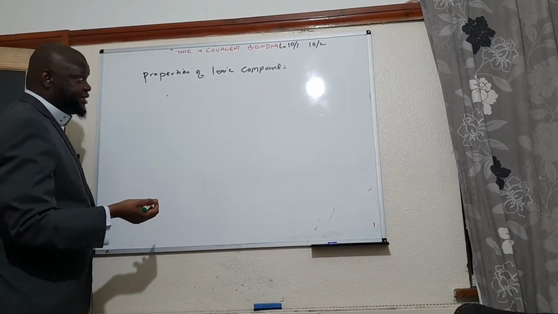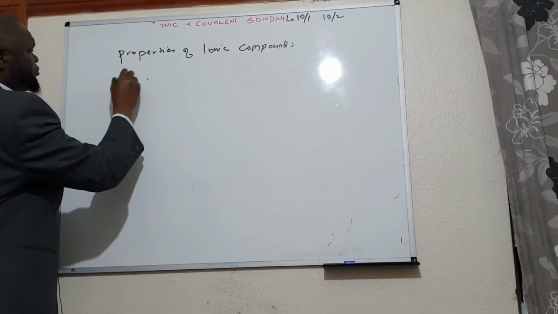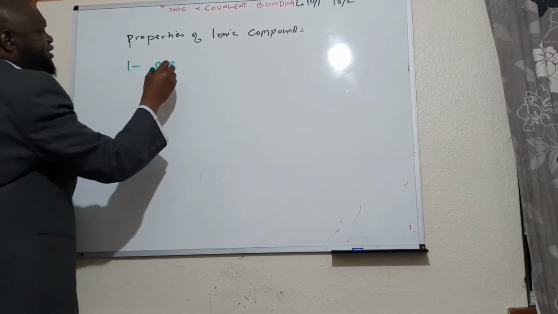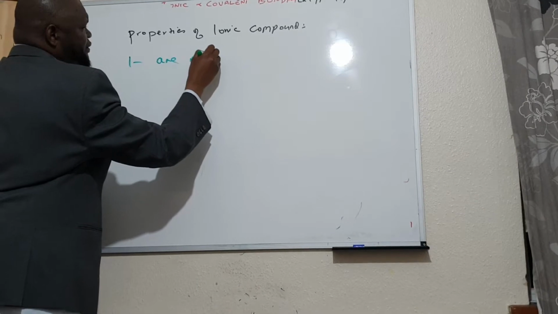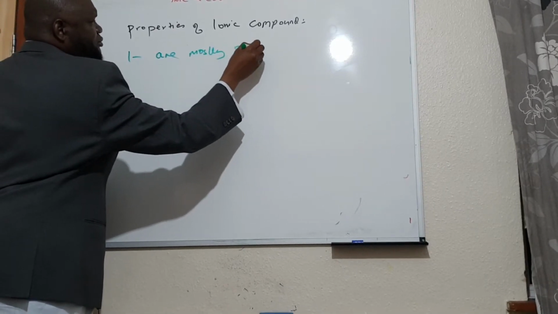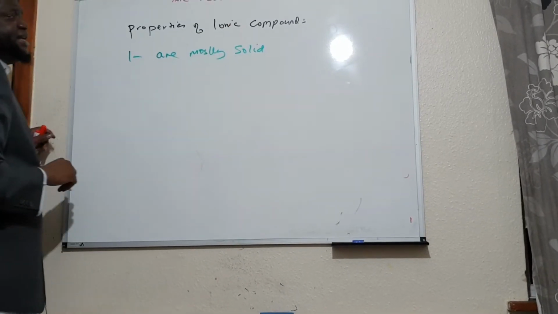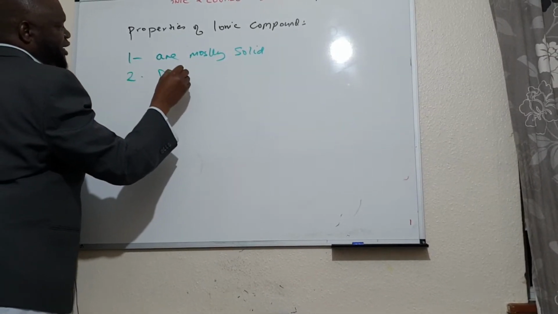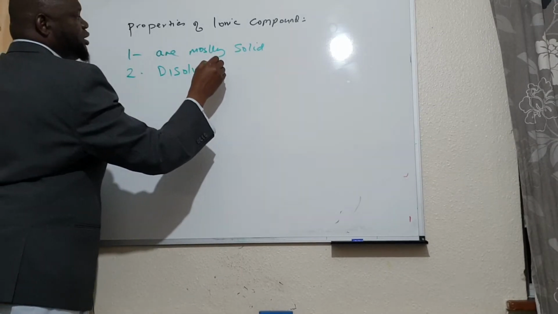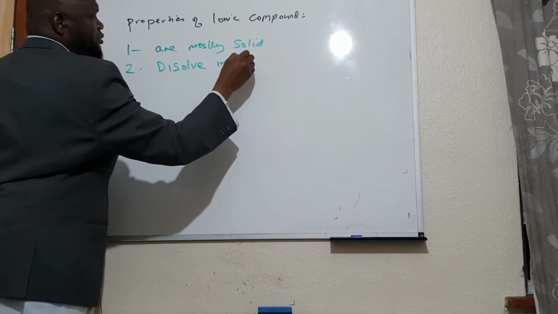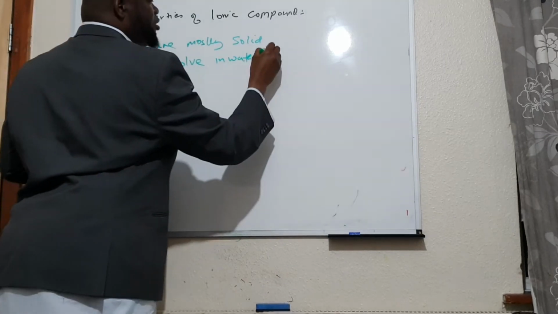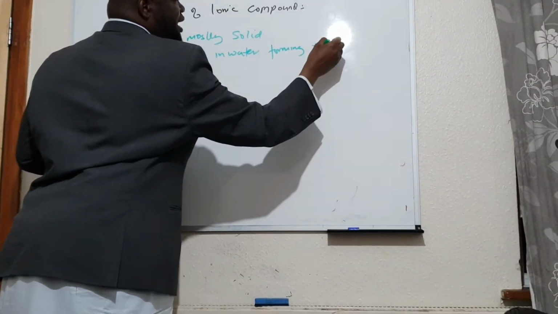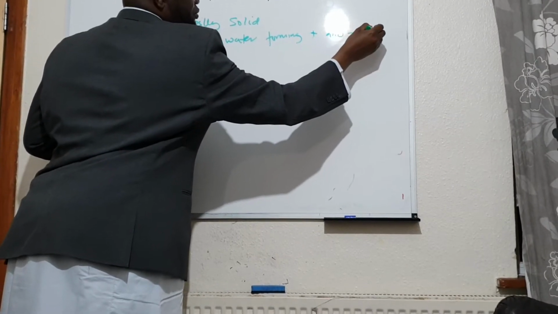They're the opposite. First of all, ionic compounds are mostly solid. Number two, they dissolve in water, very important, forming positive and negative ions.